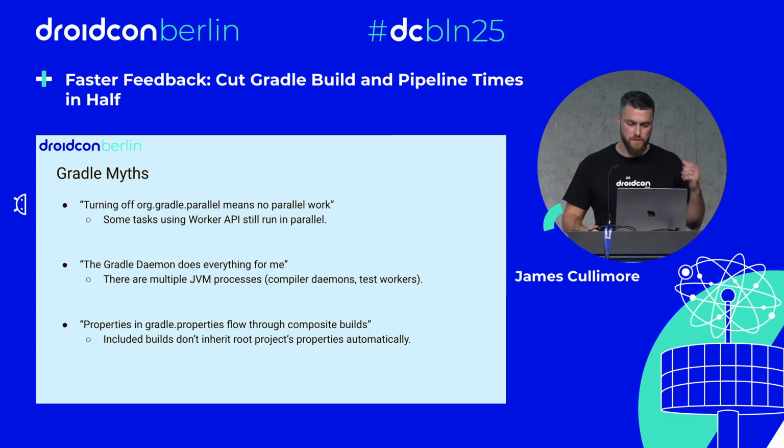Then there's the composite builds myth. A lot of teams assume that if you set something in the root gradle.properties file, it flows automatically into all included builds via composite builds. That is not true. Included builds execute in isolation unless they explicitly override or share configuration. If you rely on shared settings, you need to manage them explicitly.